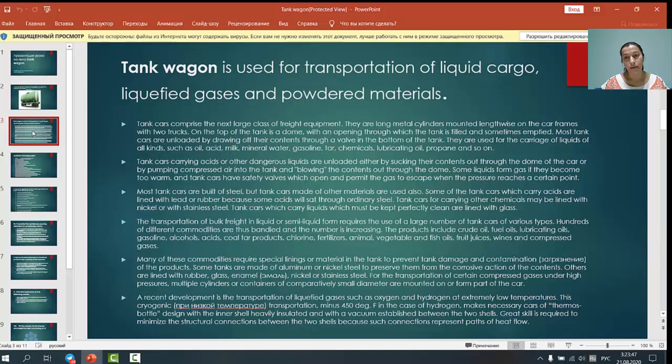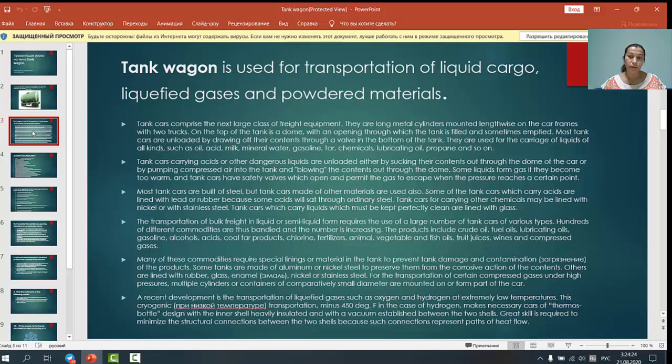Tankers for carrying other chemicals may be lined with nickel or with stainless steel. Tank cars which carry liquids which must be kept perfectly clean are lined with glass. The transportation of bulk freight in liquid or semi-liquid form requires the use of a large number of tank cars of various types. Hundreds of different commodities are thus handled and the number is increasing.